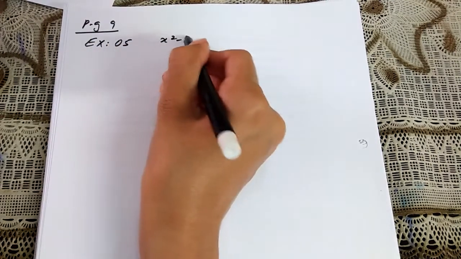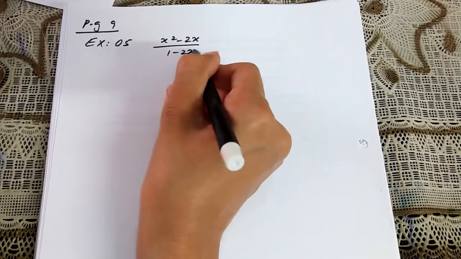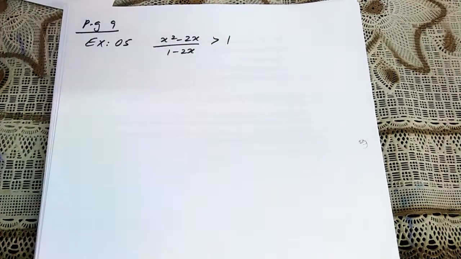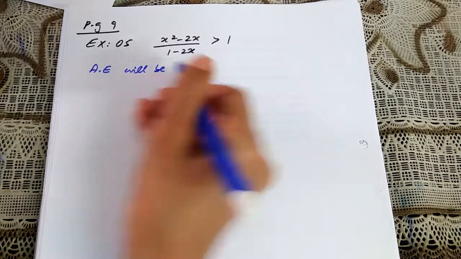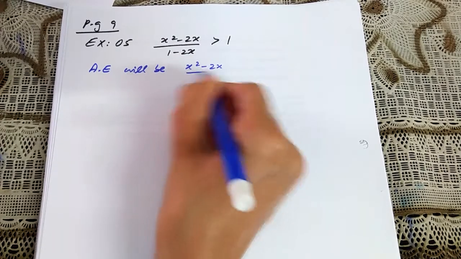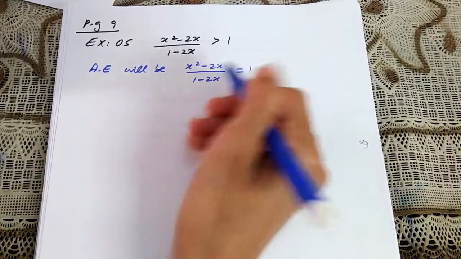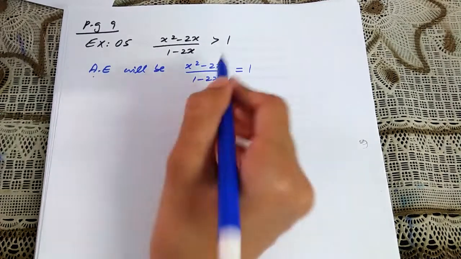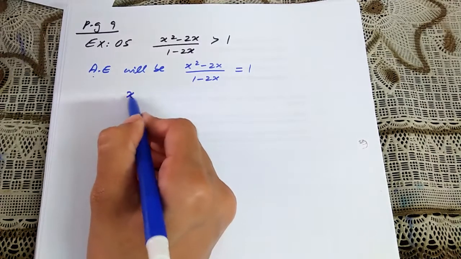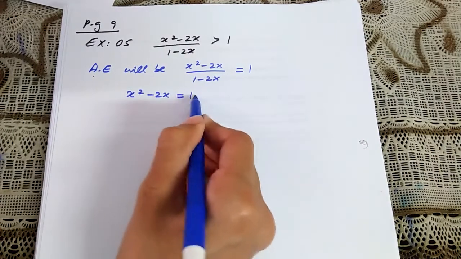That is (x² - 2x)/(1 - 2x) > 1. Now make its associated equation. Its associated equation will be (x² - 2x)/(1 - 2x) = 1. The inequality changes into equal if you write the associated equation. Now solve it. We'll get here x² - 2x = 1 - 2x.